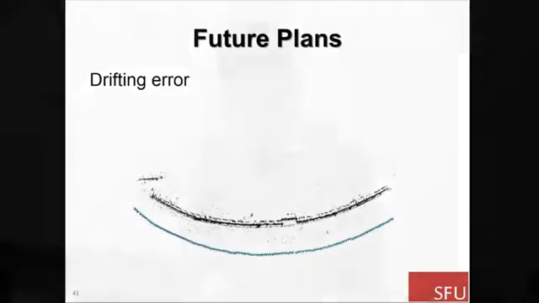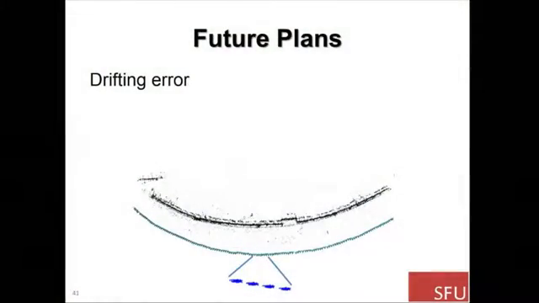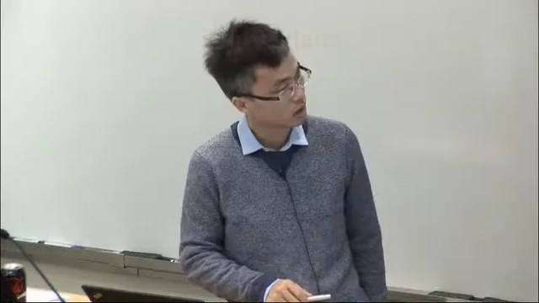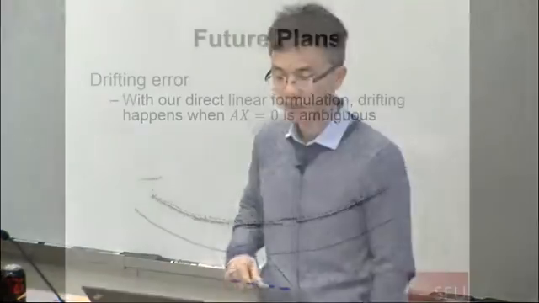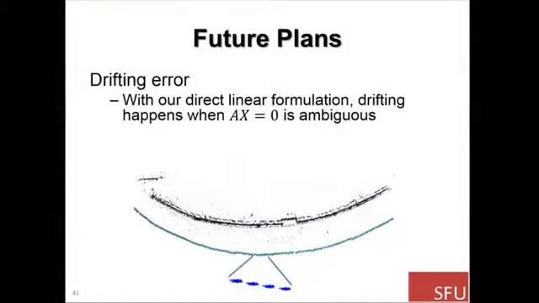Conventionally, the drifting problem can be measured by, for example, the covariance matrix of the camera center locations. When the covariance is large, we know there's probably drifting. But with this new formulation, we can think about drifting happening when this linear equation is insufficient to determine x uniquely. And we have other techniques to analyze drifting, such as condition numbers, eigenspace analysis, and so on.